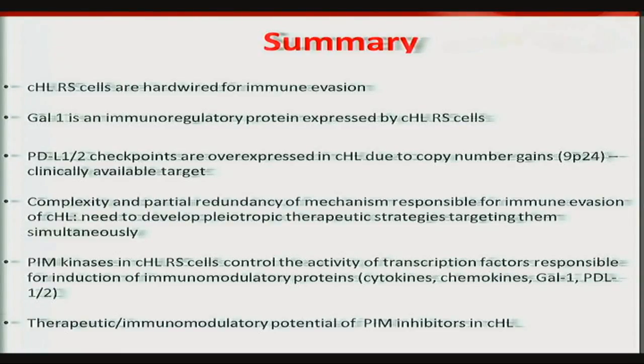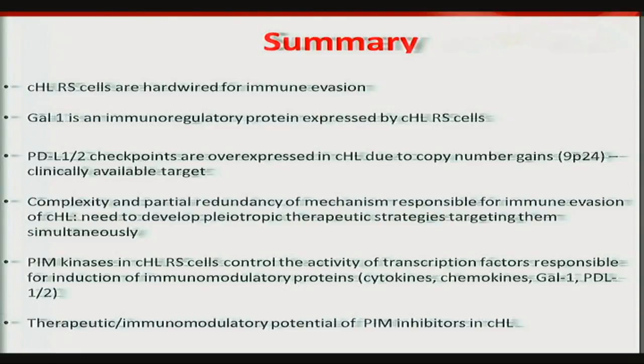show that classical Hodgkin lymphoma Reed-Sternberg cells are hardwired for immune evasion, either by functional mechanisms that lead to overexpression of certain molecules, or by structural alteration directly leading to overexpression of PDL1 and PDL2.